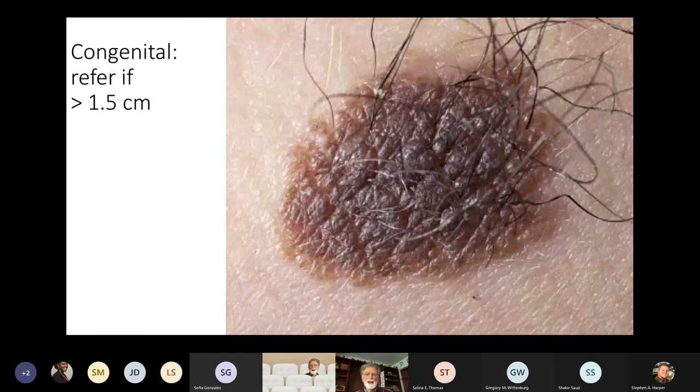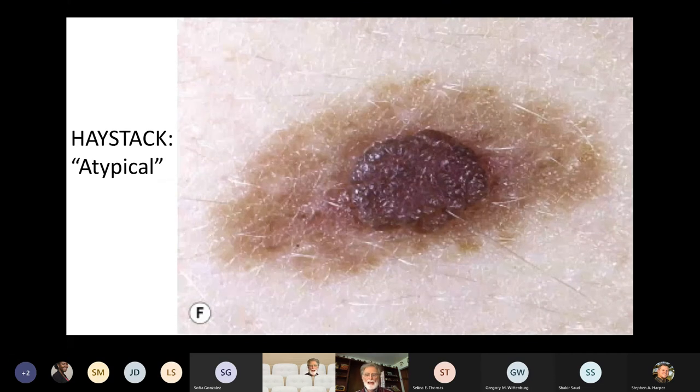Congenital nevi, not for you to worry about. You refer those if it's greater than 1.5 centimeters. Greater than 20 centimeters is almost an emergency, so for sure. But the intermediate between 1.5 and 20, let your dermatologist sort that out.